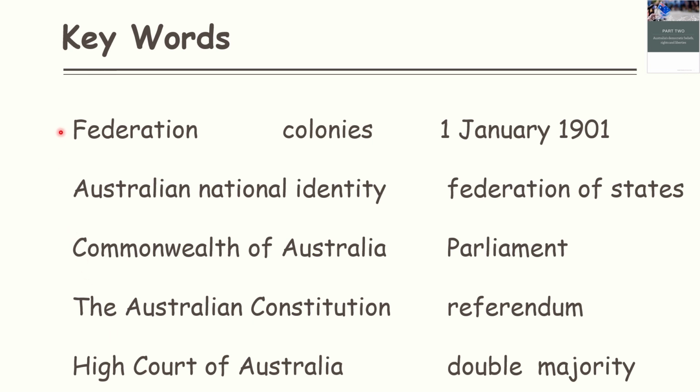Federation. Colonies. 1st of January 1901. Australian national identity. Federation of States. Commonwealth of Australia. Parliament. The Australian Constitution. Referendum. High Court of Australia. Double majority.